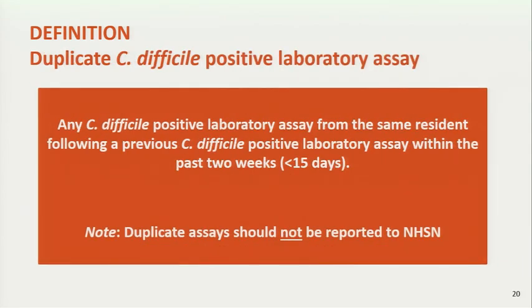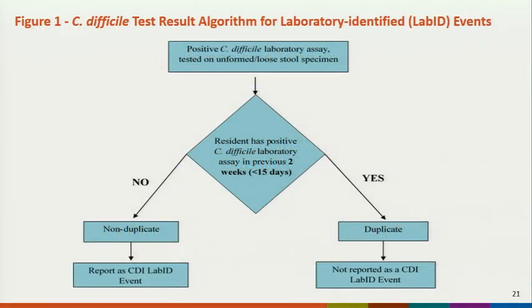So a duplicate, which I got ahead of myself, is any C. difficile positive laboratory assay from the same resident following a previous positive laboratory assay within the past 2 weeks, okay, less than 15 days. Figure 1 is located in our protocol. It is also located in the resource manuals that you all have if you're on site here. I find that this is the easiest way for me to remember our definitions and our criteria. I have this printed for C. difficile as well as for UTI, and I have them lined in my office, and I recommend that you all do the same.